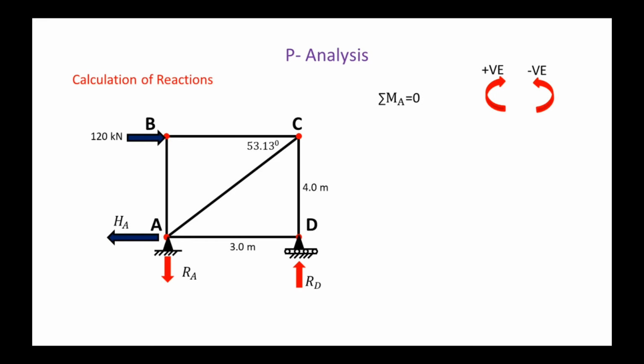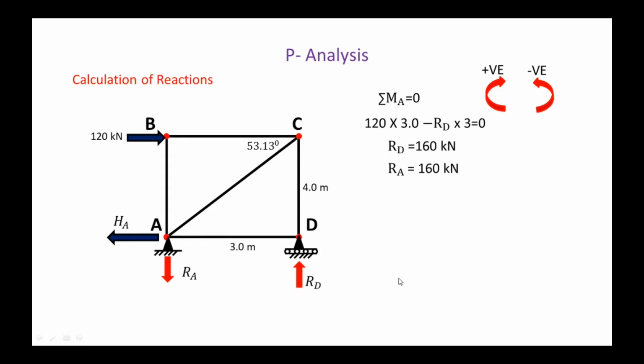Now take sigma M is equal to 0 here. So 120 into this 4, because this is clockwise, minus this RD into 3. So here we got the value of RD is equal to 160. If you take here sigma Fy, we get the value RA is equal to 160 and that is also positive. So the directions of RA and RD that we have assumed are correct.